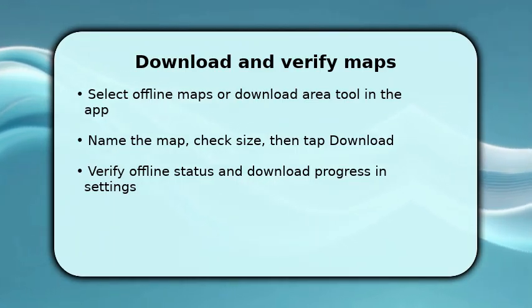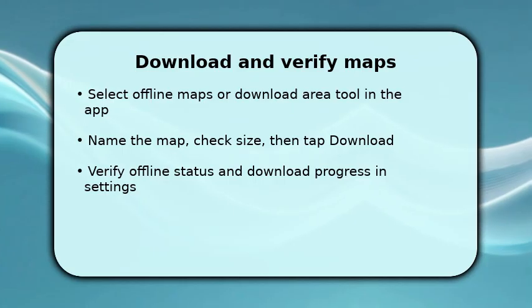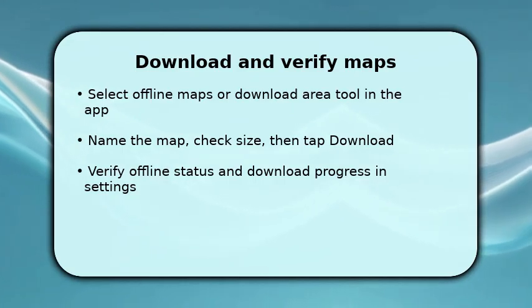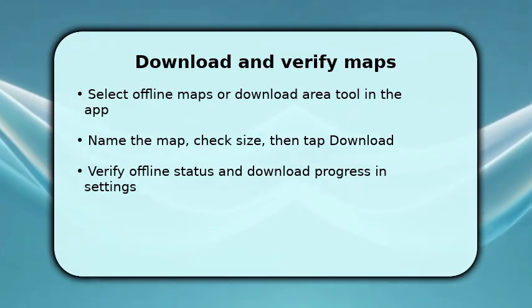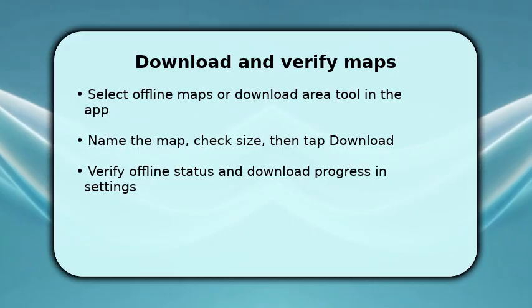Once finished, go to Offline Maps list to verify the map shows as available and has the expected size. Make sure any extra layers, transit, satellite, are included before you go offline. You're ready to navigate without the internet.